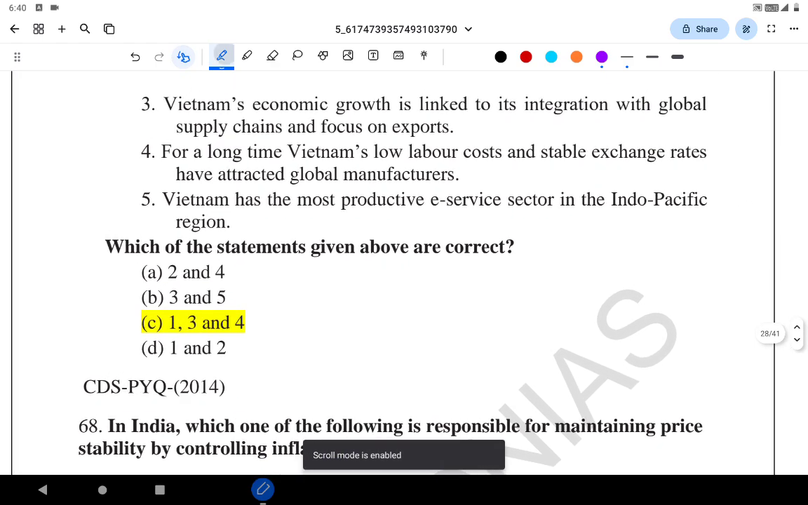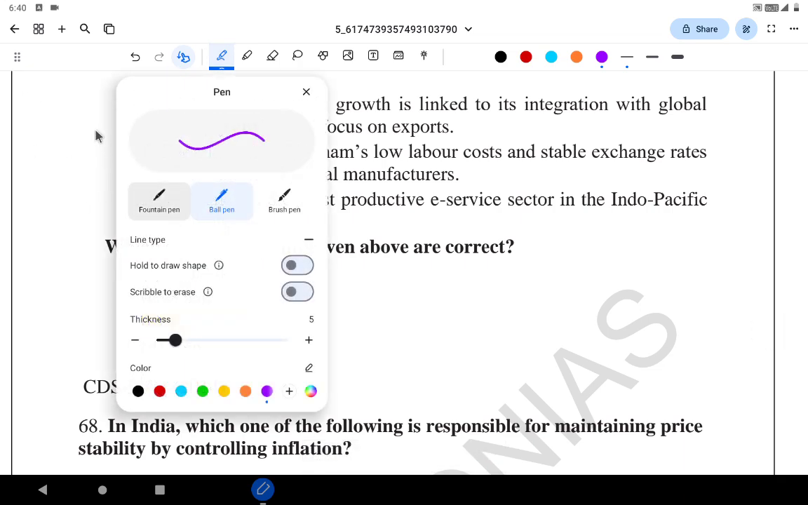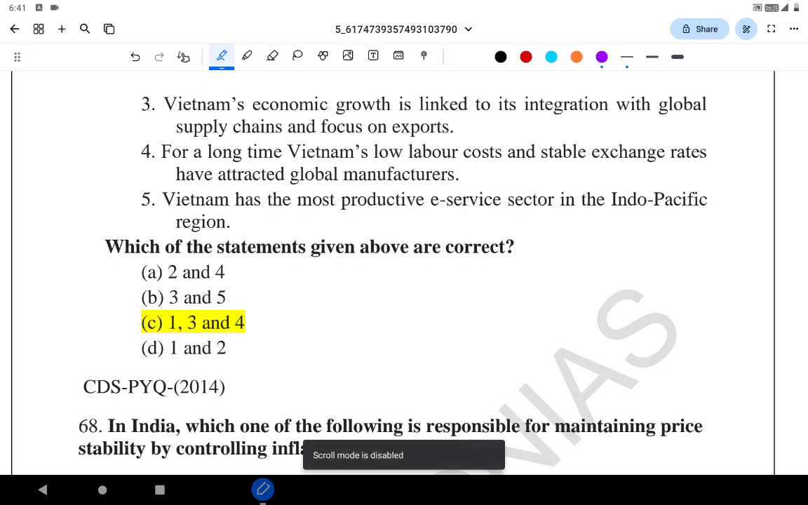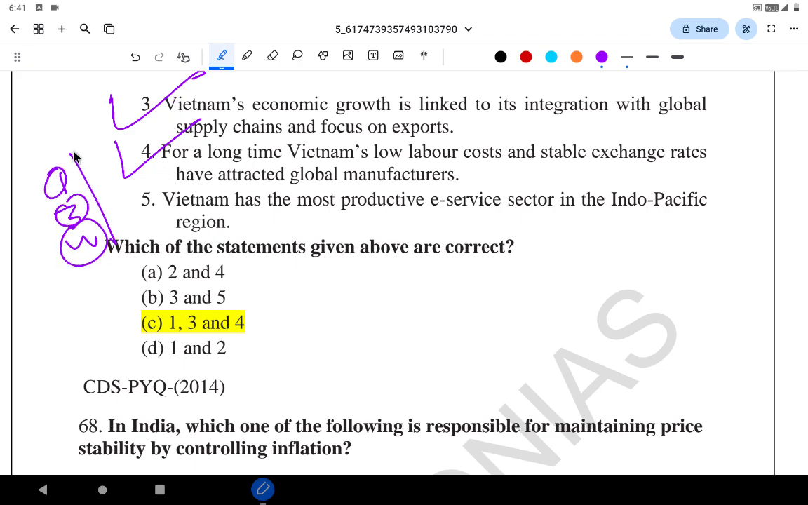Even statement 3 is correct. For a long time, Vietnam's low labor cost and stable exchange rates have attracted global manufacturers. Correct. Look at statement 1, statement 3 and statement 4. There is nothing to dispute. Vietnam is one of the fastest growing economies, you know it, Vietnam has been doing very well. The economic growth of any country is related to integration of its supply chain with the global economy. For the long term, Vietnam's low labor cost and stable exchange rate have attracted the global manufacturers.